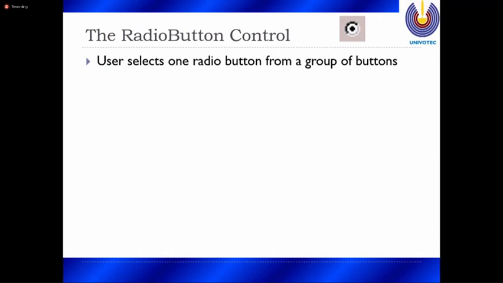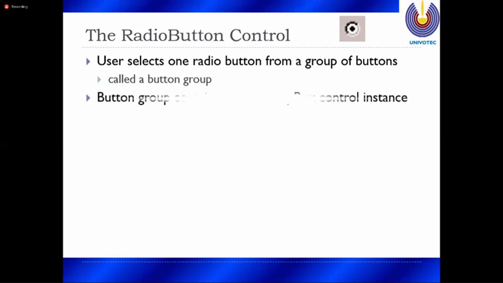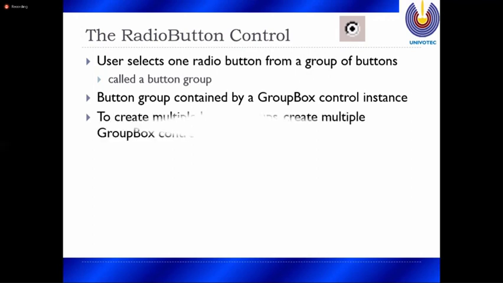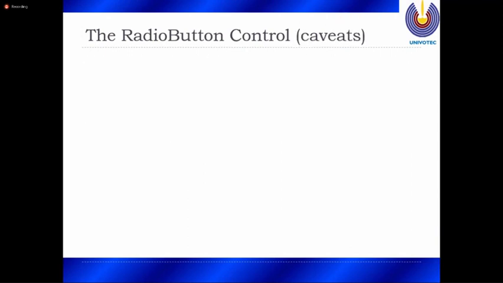The user selects one RadioButton from a group of buttons. If you have many groups of buttons, the user can select only one button, one choice. Then you can use the RadioButton, called a button group. The button group is contained by a group box control instance. I will show that you can select one or more. To create multiple button groups, create multiple group box control instances also. You can create many control instances.